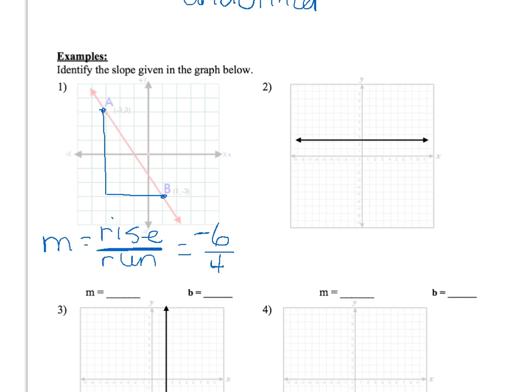So you see here I've put a -6, because I really wasn't rising, but I was falling. So the change was a -6, where the run, I always run in the same direction. I run forward, and that was a +4. Now this simplifies down to a -3/2. So the slope that we're looking for on this line is -3/2.